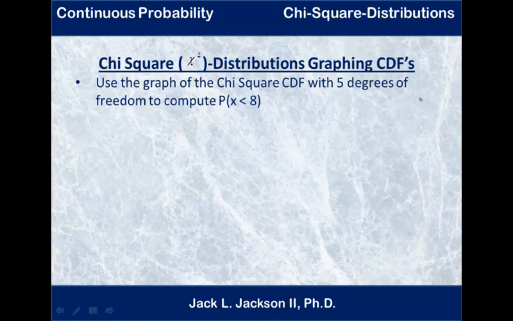So now let's use that chi-square CDF with 5 degrees of freedom to compute the cumulative probability of x less than 8, or the chi-square value up to 8. What would that probability be? See if you can do that now. Press pause.